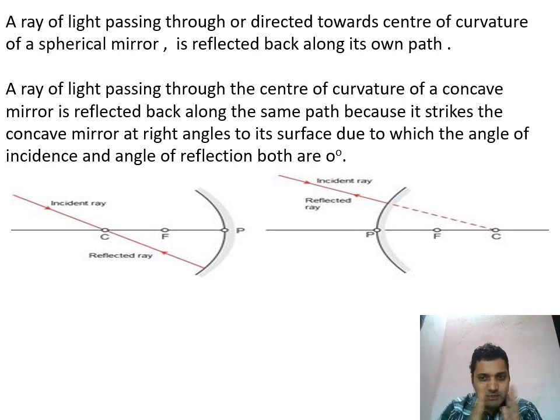So from these four rules: first, a ray of light parallel to the principal axis passes through the focus after reflection. A ray of light passing through the focus becomes parallel to the principal axis after reflection. A ray of light striking the pole obeys the law of reflection, and a ray of light passing through the center of curvature remains undeviated. From these four, any two can be taken to draw a ray diagram.